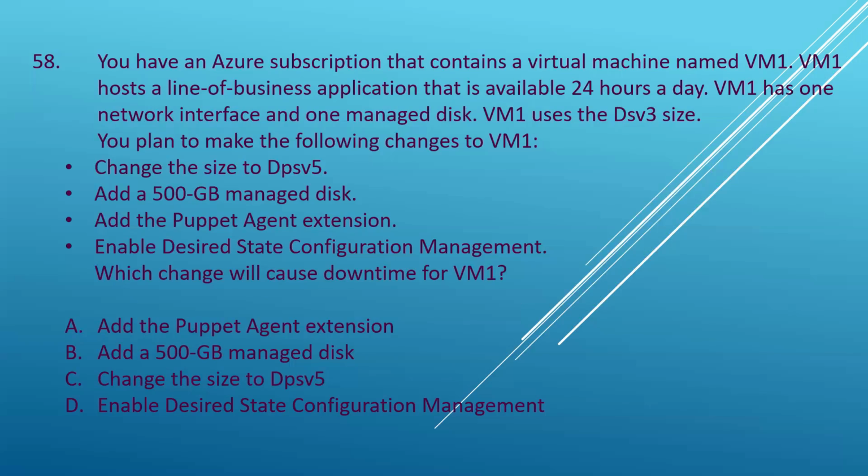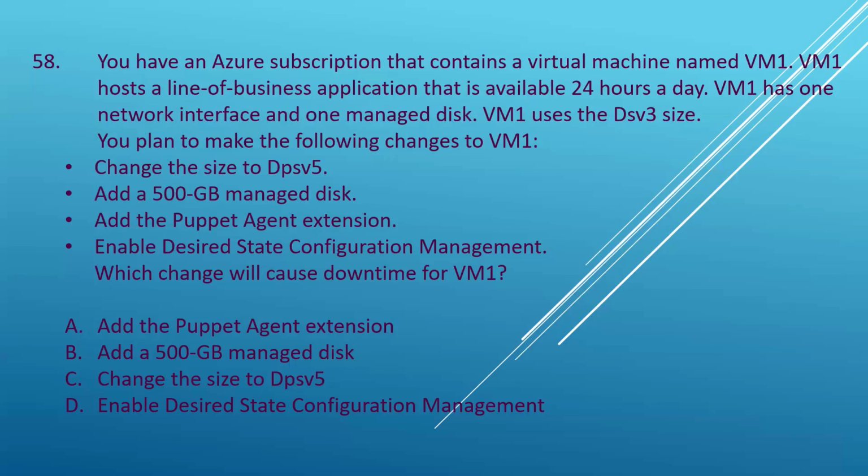Now you have a critical line of business application which is used 24/7, and you are making some changes to the application which are mentioned, and you need to determine which of the change will cause downtime. Your options are add the Puppet agent extension, add a 500 GB managed disk, change the size of DPSv5, enable desired state configuration management.